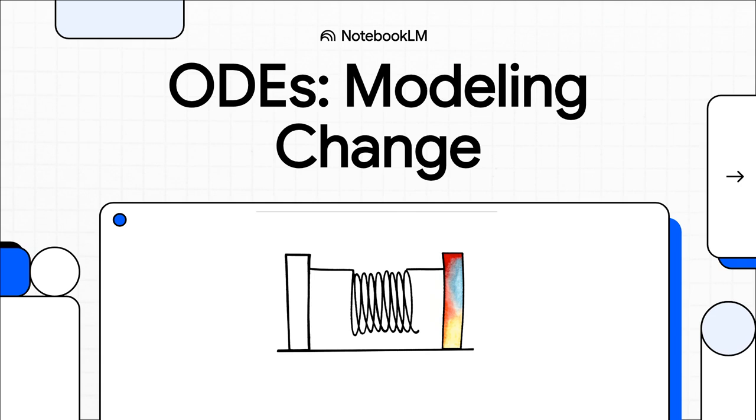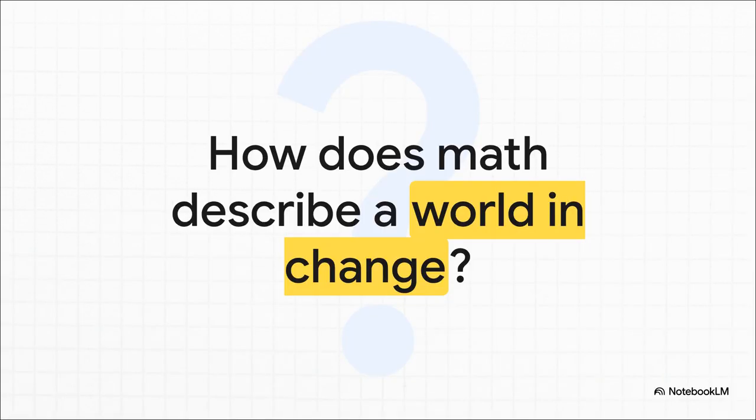Okay, let's really dive into this. So that's the big question, right? How can we possibly use the precision of numbers and symbols to describe stuff that's always evolving, or growing, or shrinking? Well, it turns out the answer lies in this incredibly beautiful and powerful mathematical tool.